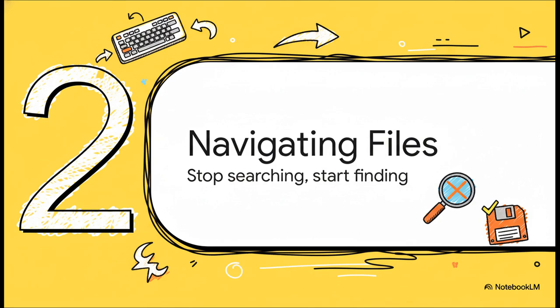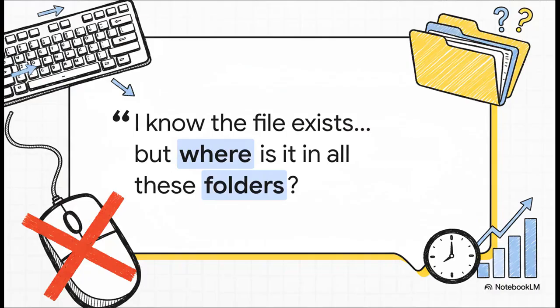Now let's tackle what might be the biggest productivity killer of all: hunting for files. Clicking through all those folders is a total waste of time. Let's make you a navigation ninja instead. Come on, we've all been there. You know the feeling, right? You know that file exists somewhere, but where? It's buried under 7 layers of folders and you're just clicking and clicking. It is the worst. But there's a much, much better way.